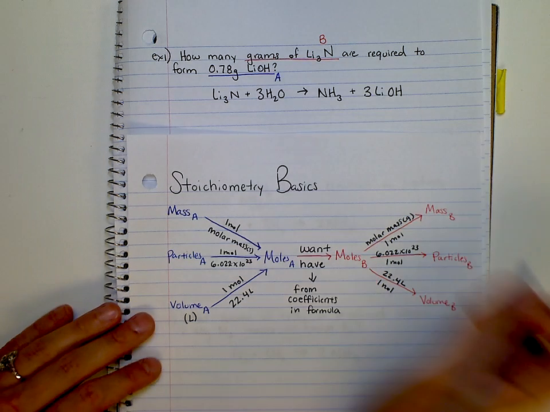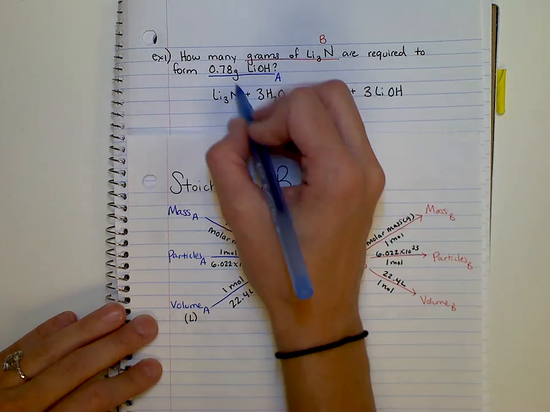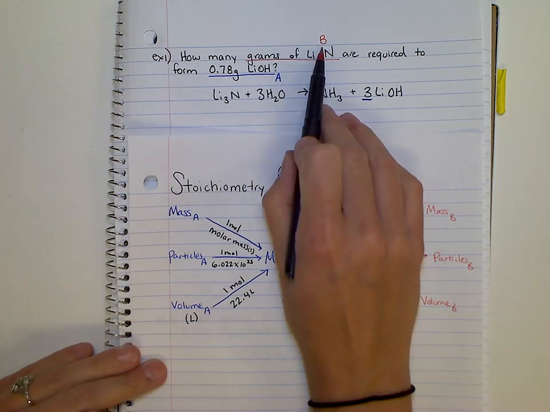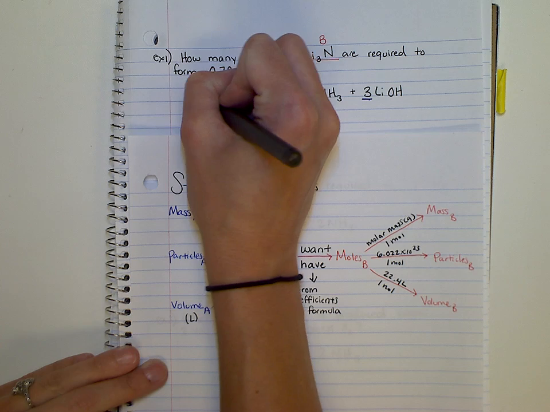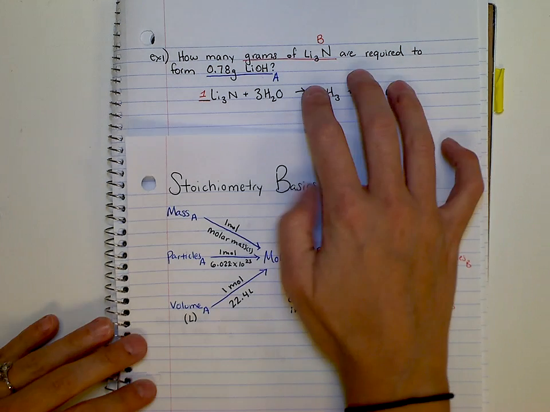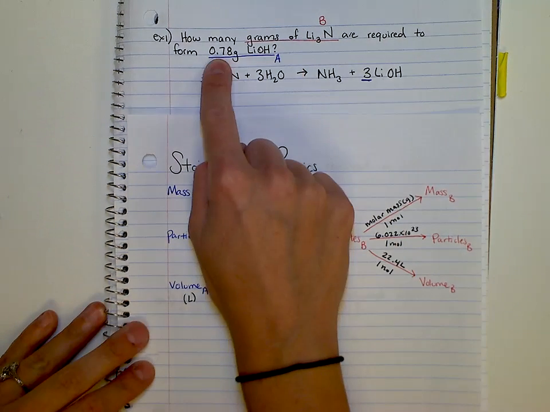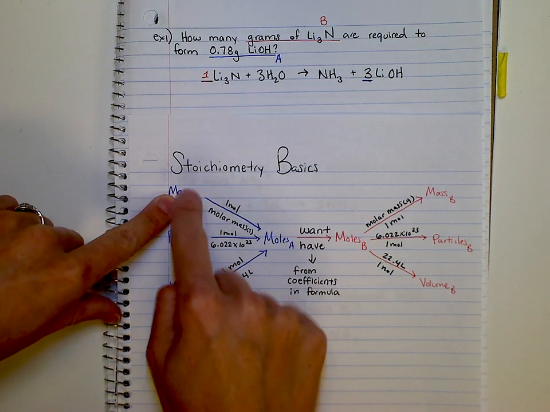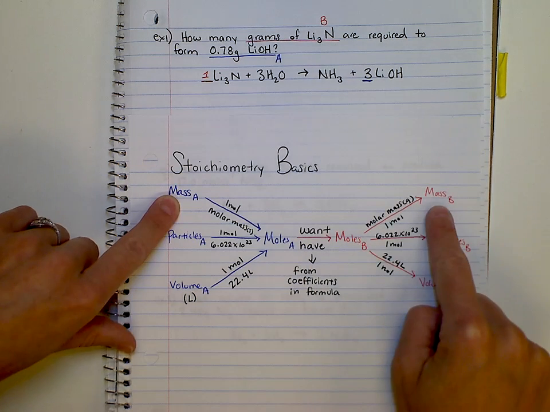What I'm also going to do is label the coefficient that goes along with each of these things. So for the A, it's LiOH, so I underline the 3, and what I want is my B, Li3N, and so I underline that imaginary 1 that is not technically written. Okay? So now I've got this set up, I can identify where I'm starting. So for this problem, I'm starting in grams of LiOH, so that's mass. And I'm looking for grams of my product, so I'm going to the B in mass.